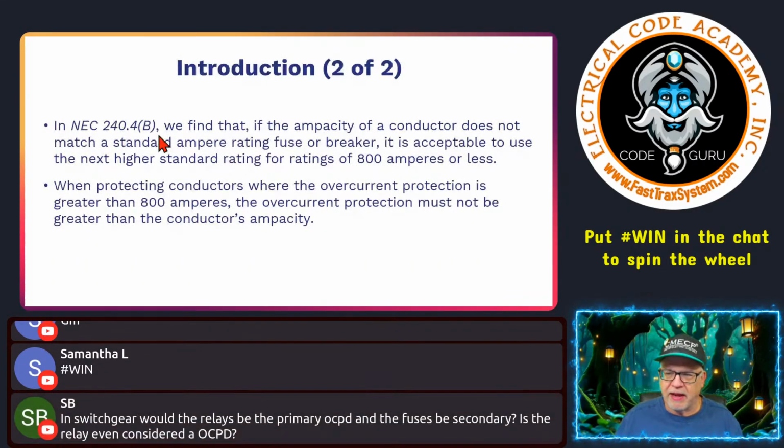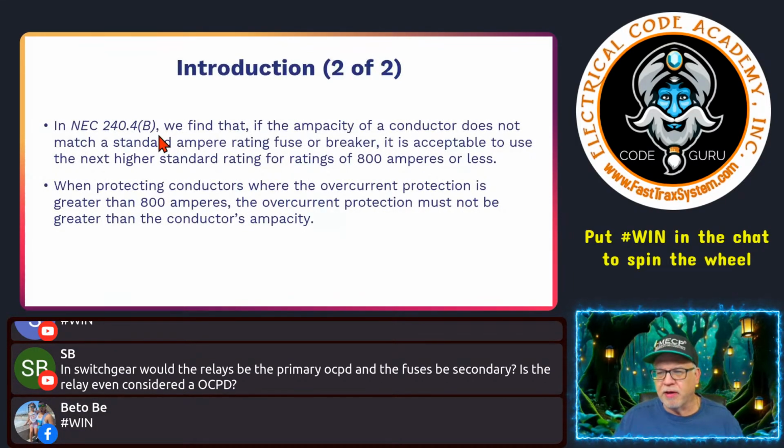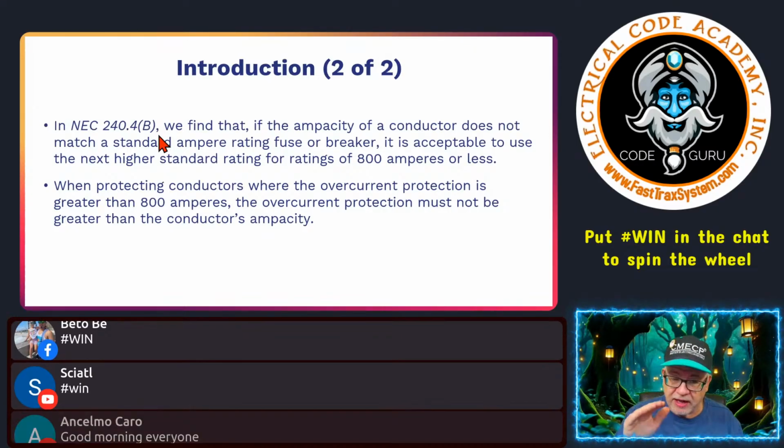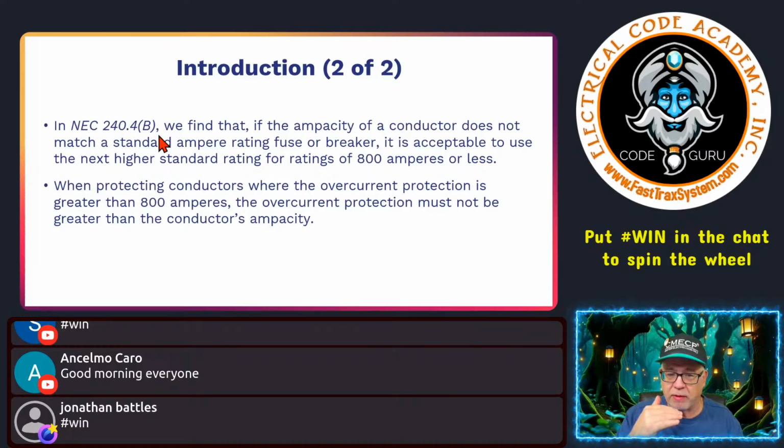And in 240.4(B), okay, we'll look at that. It says that if the ampacity of the conductor does not match a standard ampere rating of a fuse or breaker, it is acceptable to use the next standard rating of 800 amps or less. But remember, nothing precludes me from using a non-standard, okay? So again, if it was 22 amps, I could go to a 30 and the conductor would still be considered protected, even if it was sized at 22 amps, right? Or I could choose to go to a 25, which is non-standard.